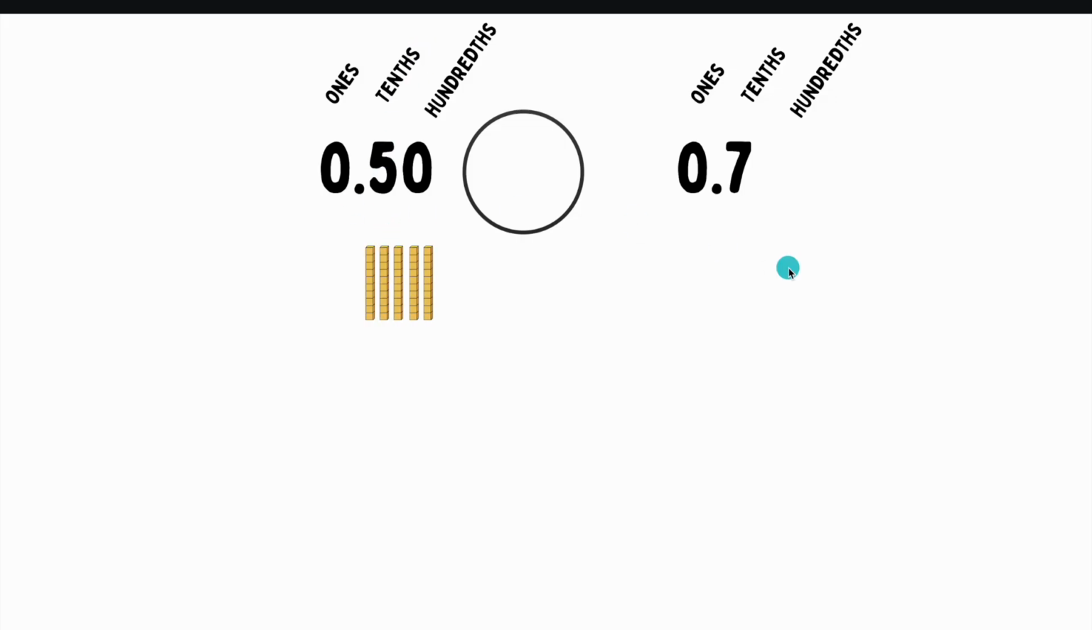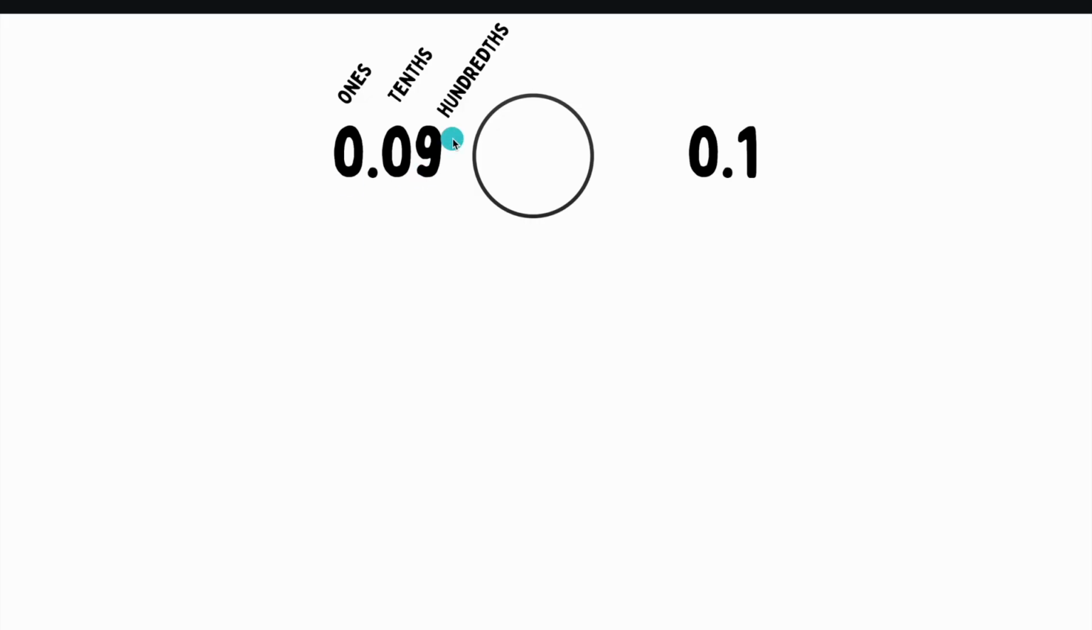Let's compare 50 hundredths to 7 tenths. Let's start by creating a model. We have 5 tenths, and here we have 7 tenths. We notice they both have a 0 in the ones place. This decimal has 5 tenths, and this one has 7 tenths. We know that 5 tenths is less than 7 tenths. So 7 tenths is greater than 50 hundredths.